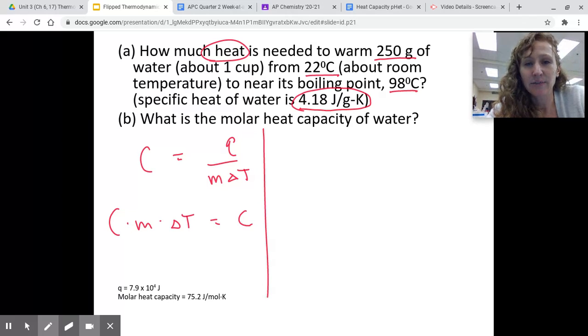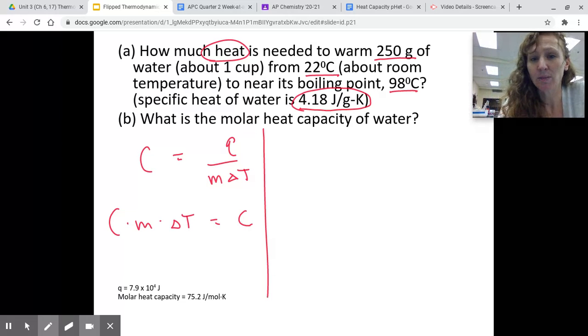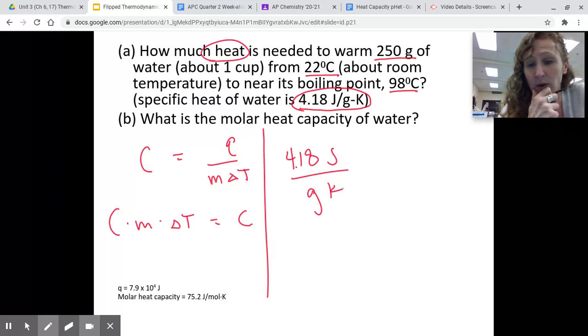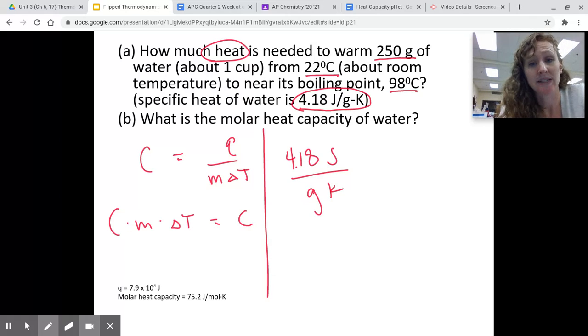Now, going about the problem this way necessitates that you have the formula memorized. And as usual, I do not advocate memorizing the formula. So let me show you a different way of going about this. Notice that we're given the specific heat capacity, 4.18 joules per gram Kelvin, right? We can approach this through dimensional analysis and therefore avoid memorization.